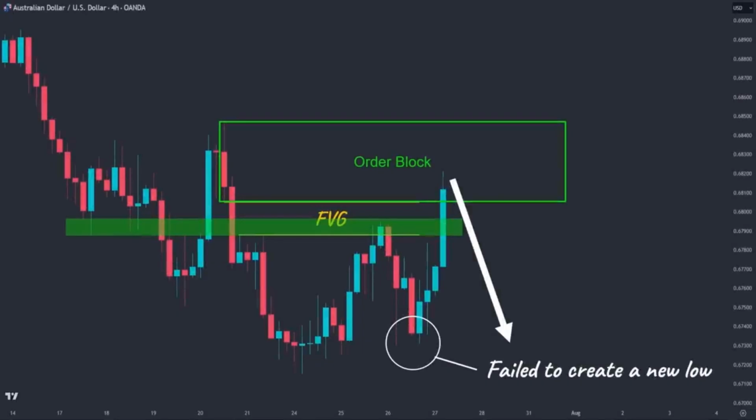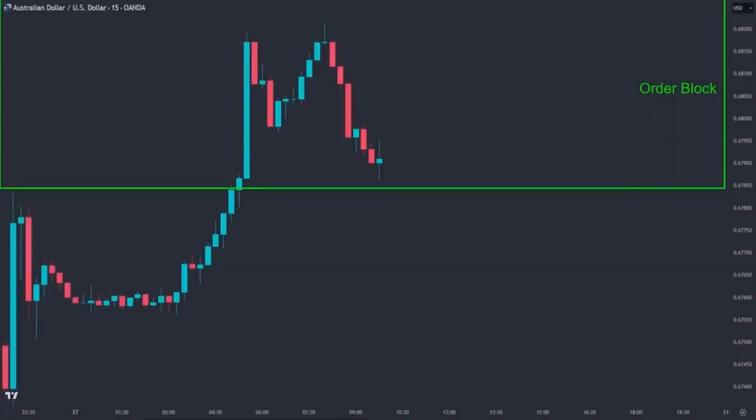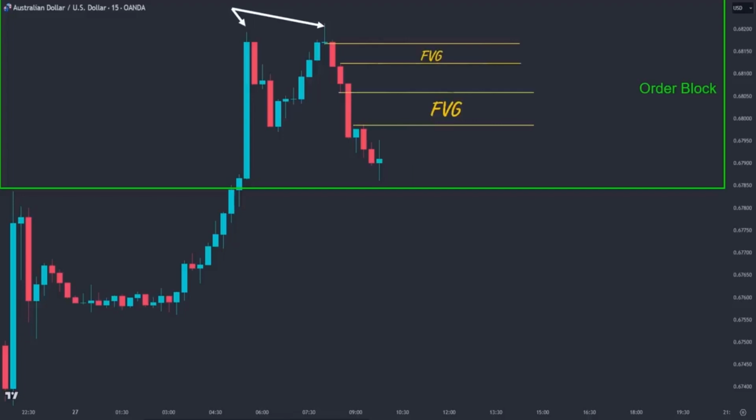As we mentioned earlier, this is a 4-hour zone, so we need to zoom into the 15 minutes to execute the trade if we get the opportunity. Here on the 15 minutes, we have a double top reversal pattern rejecting this area. We have a drastic bearish move to the downside that created an imbalance. Now this is the confirmation that we were looking for.